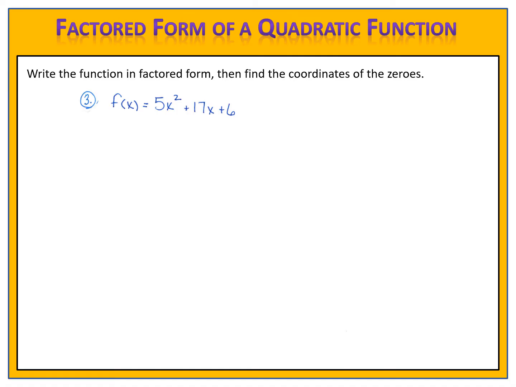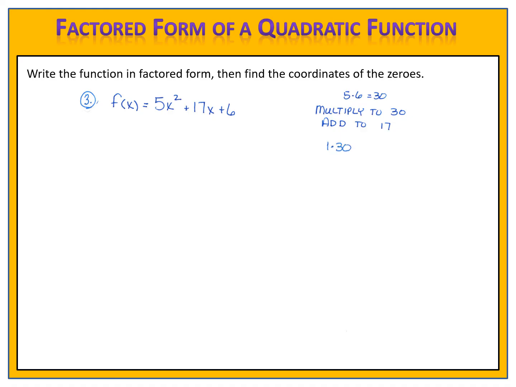Sometimes the zeros are not at integer values. Take a look at exercise 3. F of x equals 5x squared plus 17x plus 6. There's no greatest common factor. This is not a difference of perfect squares, but it is a quadratic trinomial. We need numbers that multiply to 30 and add to 17.